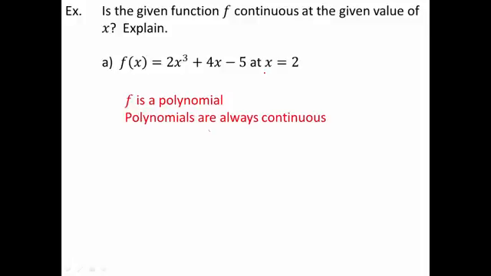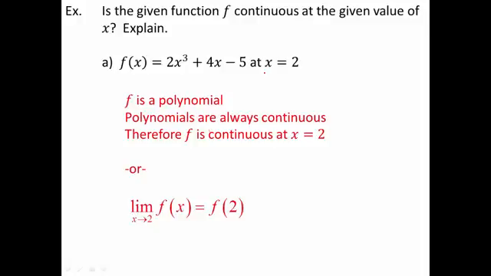I also happen to know that part of the definition of polynomials is that their graphs are smooth and continuous. Since f is a polynomial and polynomials are continuous, I can jump to the conclusion that f is continuous at x equals 2 because f has to be continuous everywhere. But of course, I could still use my definition of continuity to show that it's continuous by saying the limit as x approaches 2 of f of x is equal to f of 2.